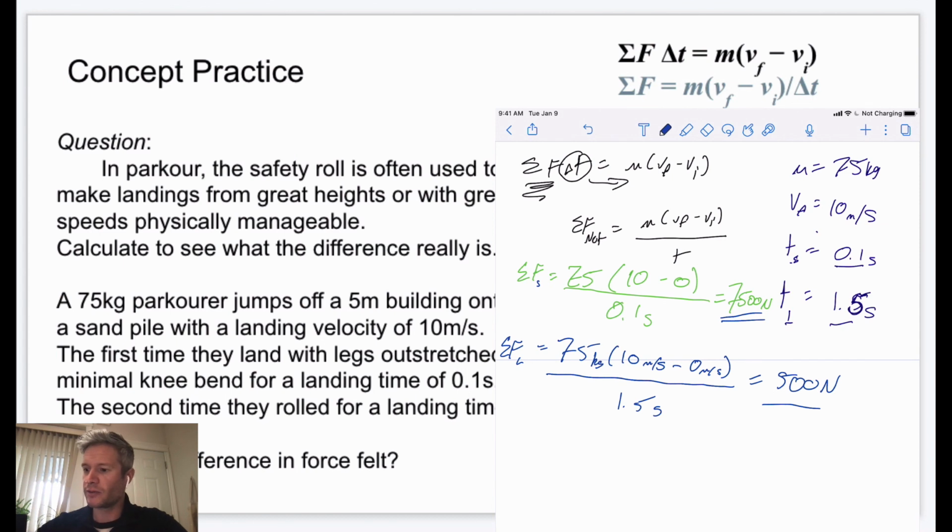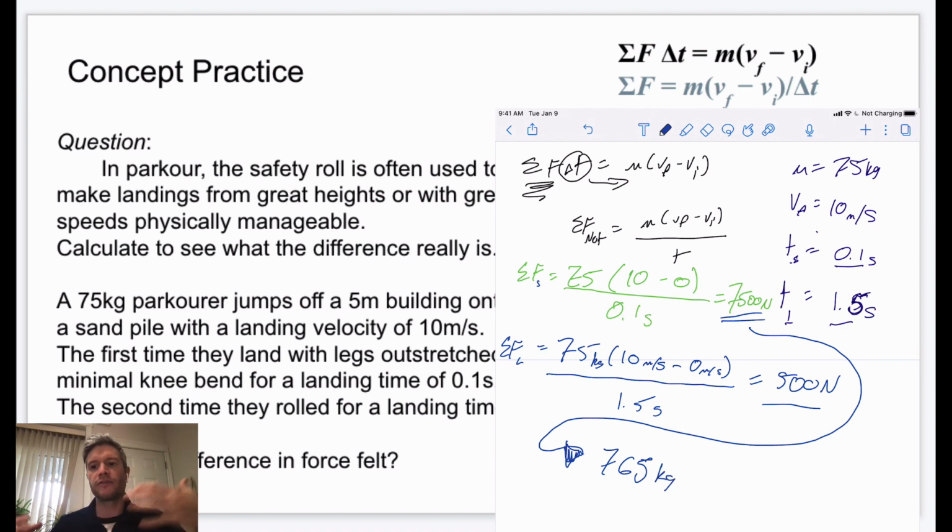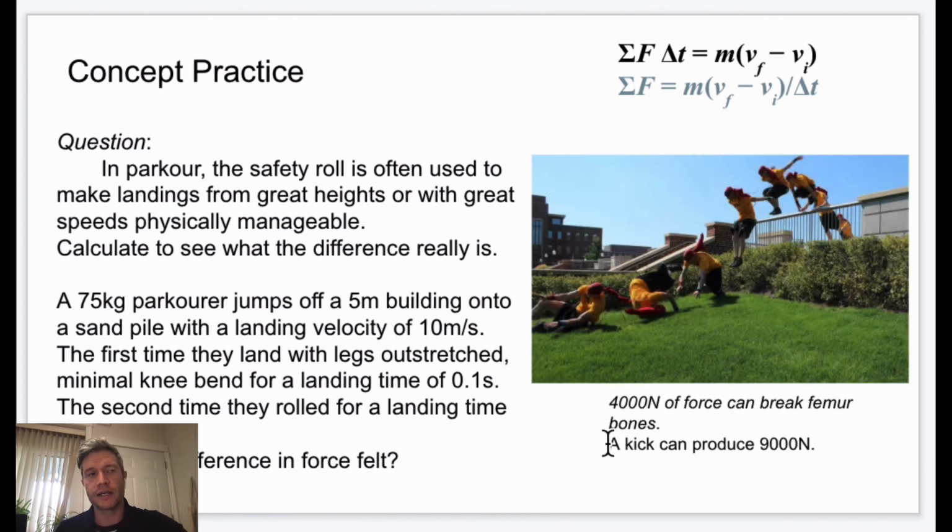To put this all in perspective, 7,500 newtons is equivalent to the weight of about 765 kilos. So if you can think of that force just literally laying on top of you, it's a huge amount of force that you experience in a matter of 0.1 of a second, right? I mean, once you start getting up to the magnitude of 400 newtons, that can break your femur bone, so the upper thigh, or a high elite mixed martial artist or Muay Thai fighter can kick up to 9,000 newtons, right? And again, these are applied over a very short amount of time.